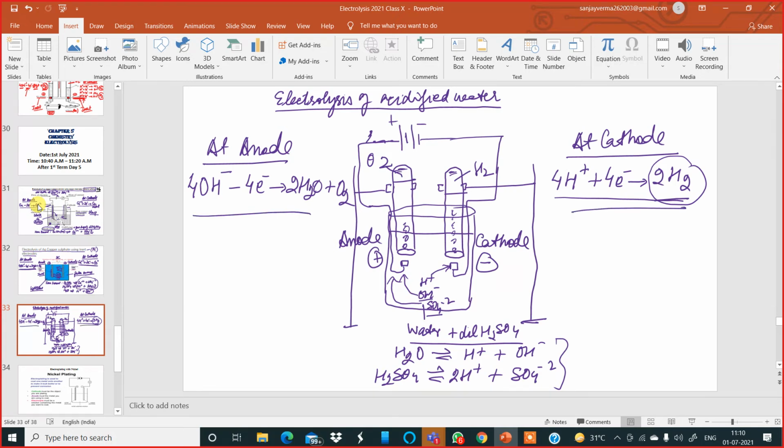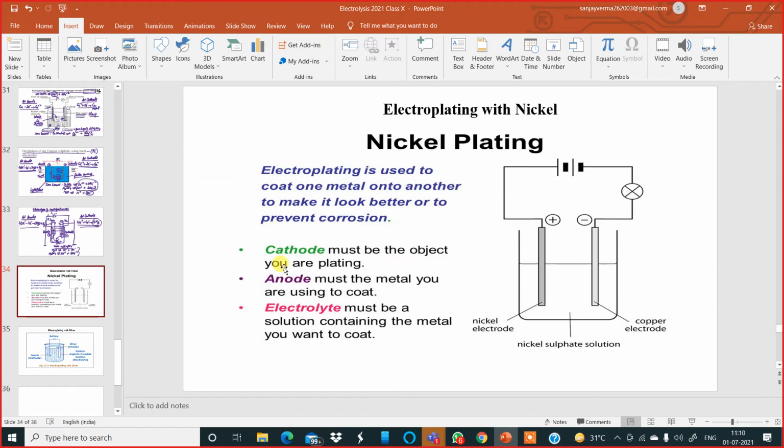Electrolysis of acidified water using platinum electrodes, done. This was something which I had explained in the previous class. Today again I have explained it and Pratham has understood it very nicely. Isn't it, Pratham? Okay. Yes, sir. Sir, thank you.